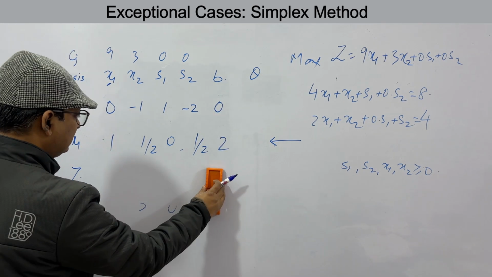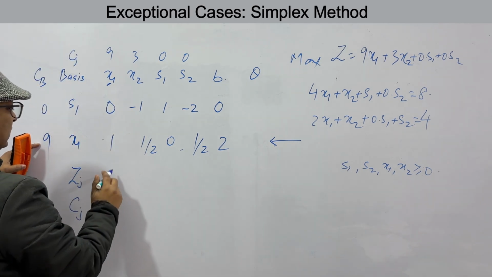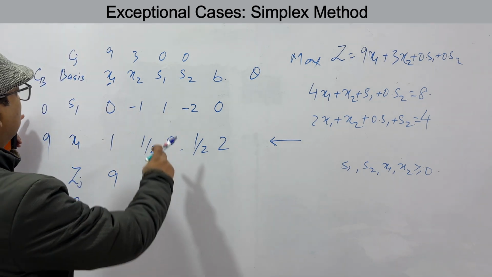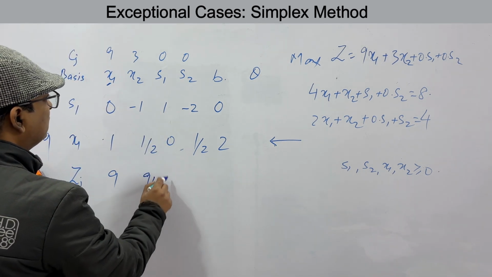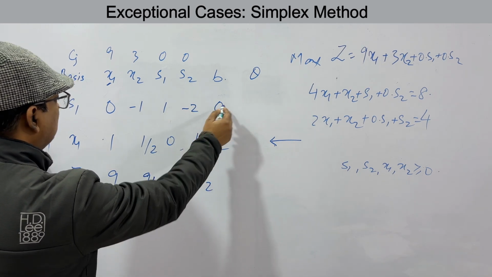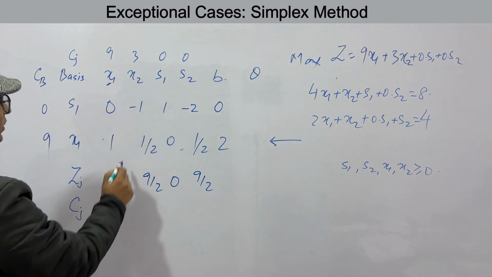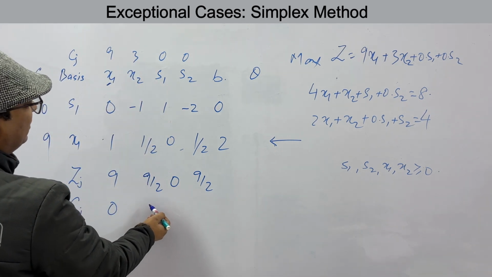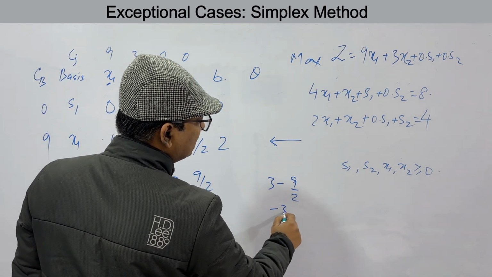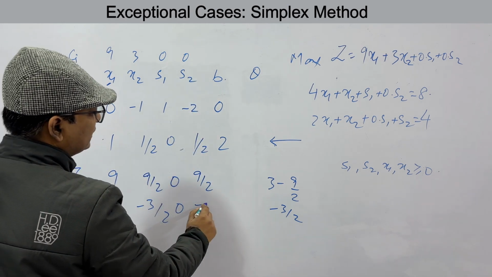Now we have to find Zj and then Cj. Zj will be this into this plus this into this. So this will be 9. Okay. So this is 9 and this is 0, 9 by 2. This is 0, 0. This is 0, 9 by 2. This is 0. Okay, this is B column. Now Cj, this minus this. So this is 0. 3 minus 9 by 2. So this is 6, that is minus 3 by 2. Minus 3 by 2. This is 0 minus 0 minus 9 by 2.